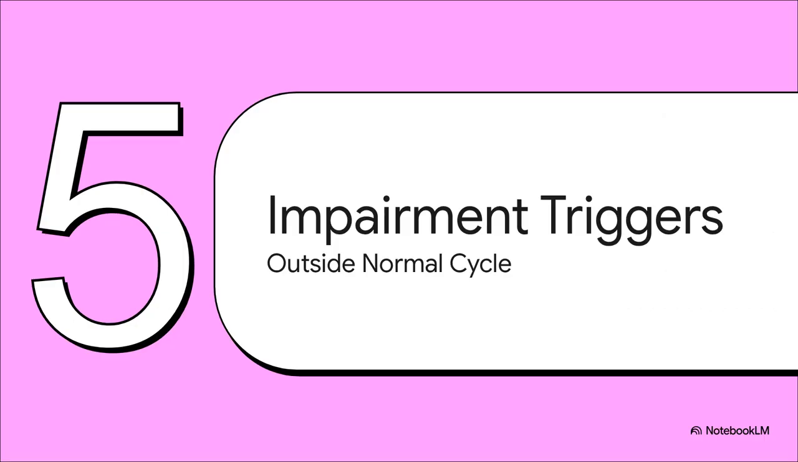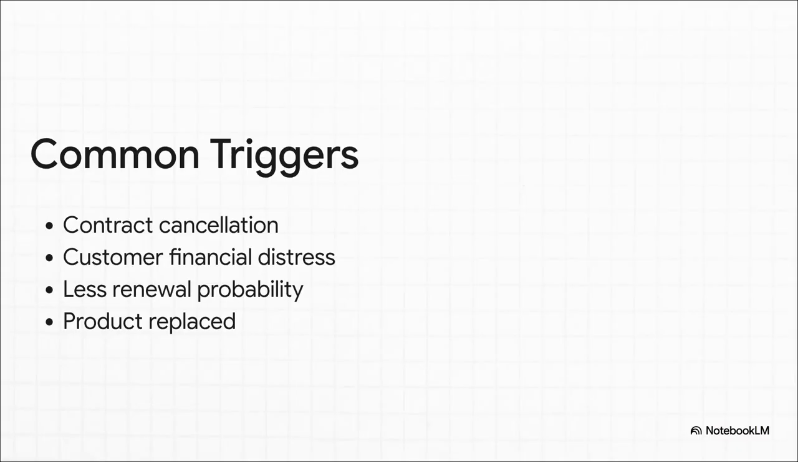Section 5. Impairment triggers. What happens outside the normal cycle? While that period-end review we just talked about is strictly required, there are times in the real world when you simply cannot wait for the end of the reporting period. These are your red flags. If a contract is canceled early or the scope is significantly reduced, you have to drop everything and test. If your customer is in severe financial distress and might not pay, you test.